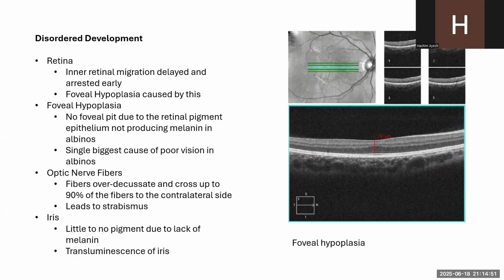Now for the optic nerve fibers, they overdecussate and cross up to 90% to the contralateral side, which leads to strabismus, or cross-eyed. And as for the iris, there's little to no pigment due to the lack of melanin, which leads to translucency of the iris.